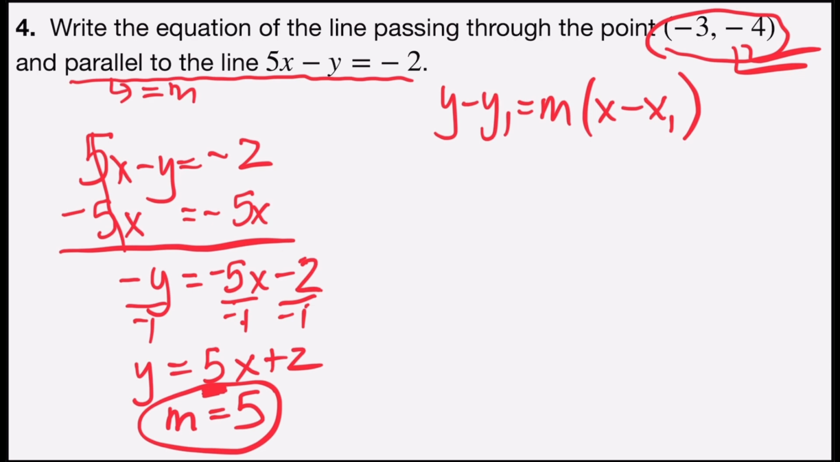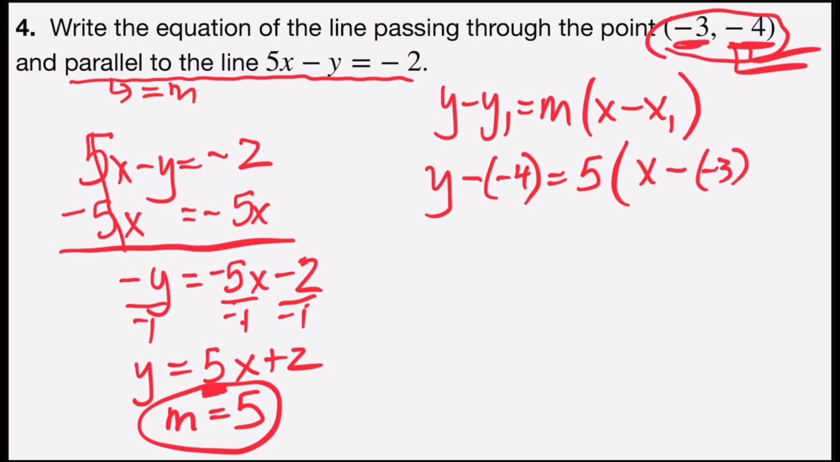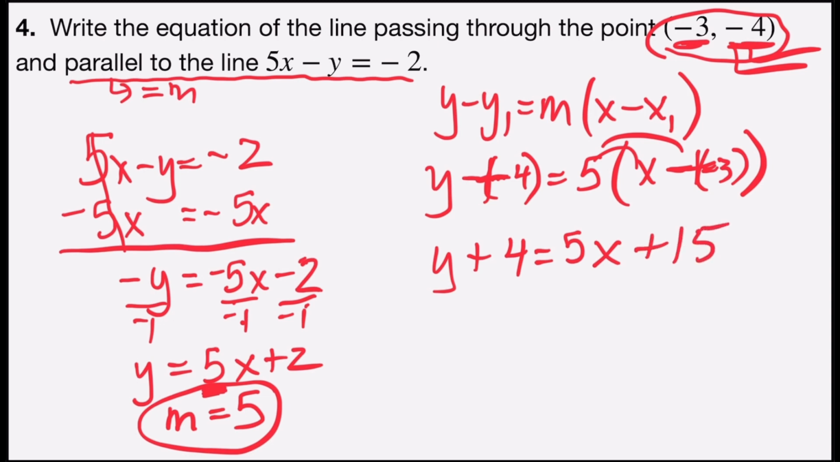Let's substitute. Y minus, the y coordinate is -4, equals, the slope is 5, times x minus, the x coordinate is -3. Remember, a double negative means plus, a double negative means plus. Now I would have y plus 4 equals, distributive property here, 5 times x is 5x, and 5 times 3 is 15.